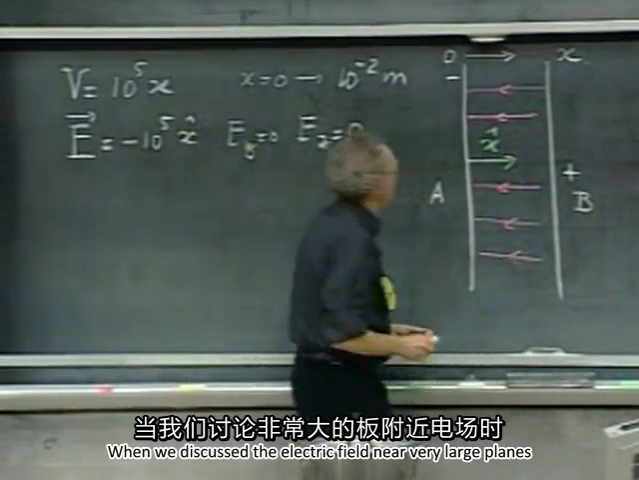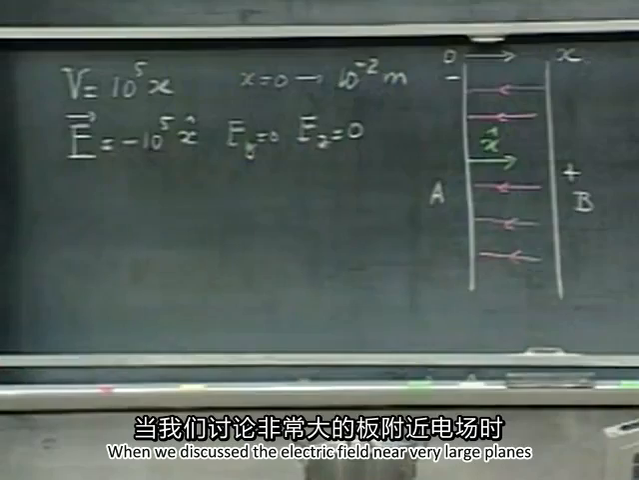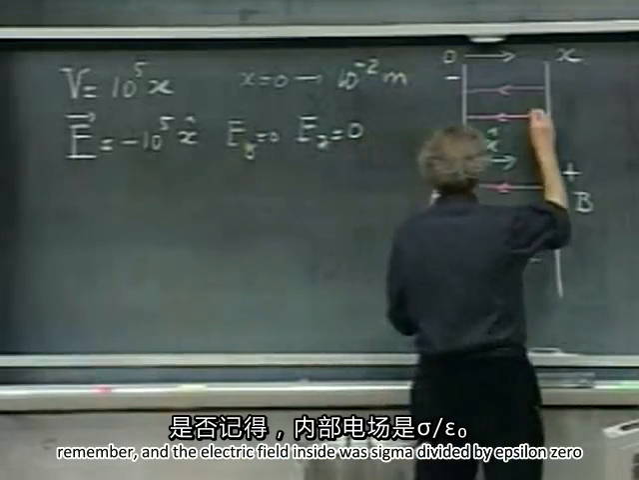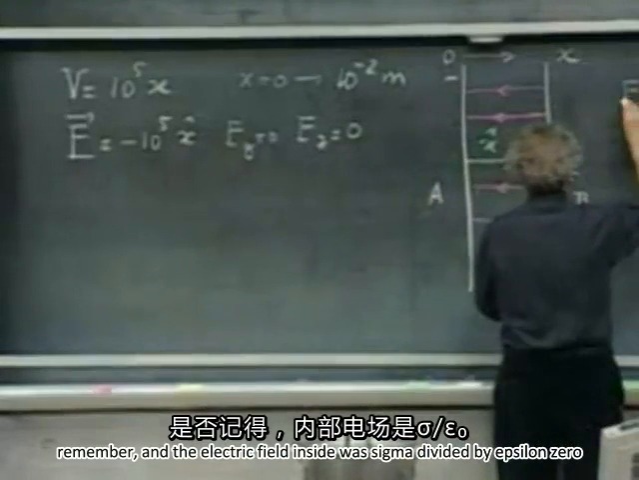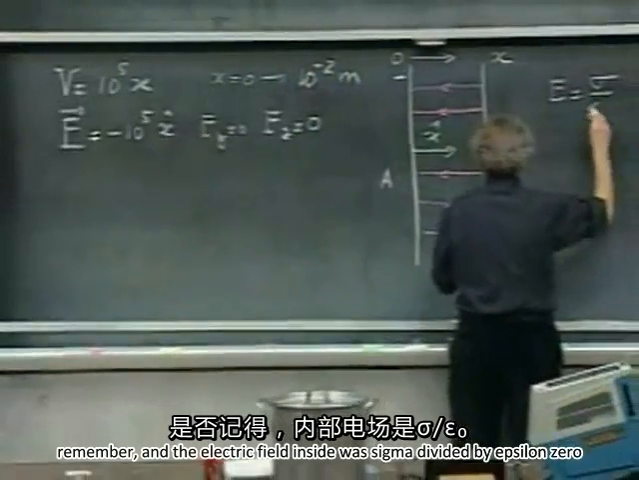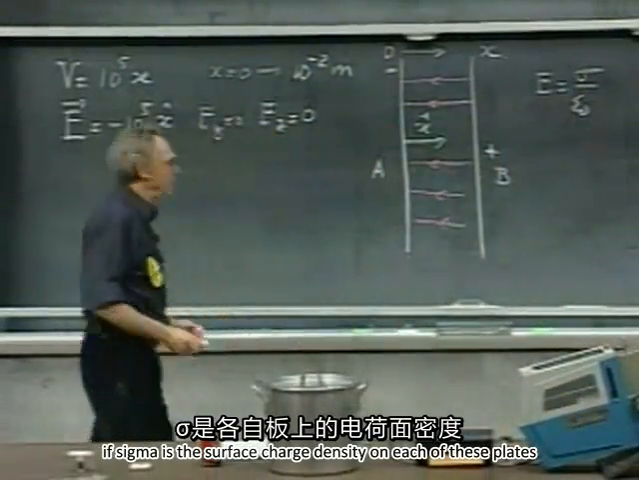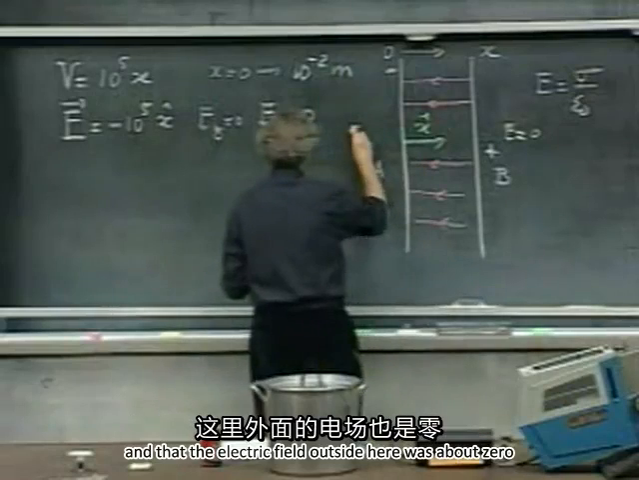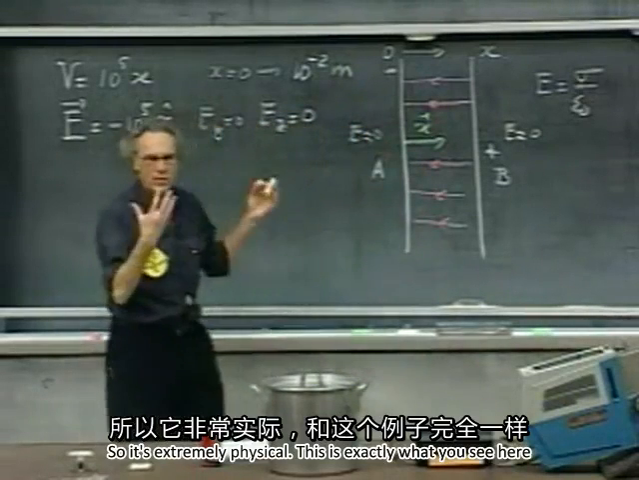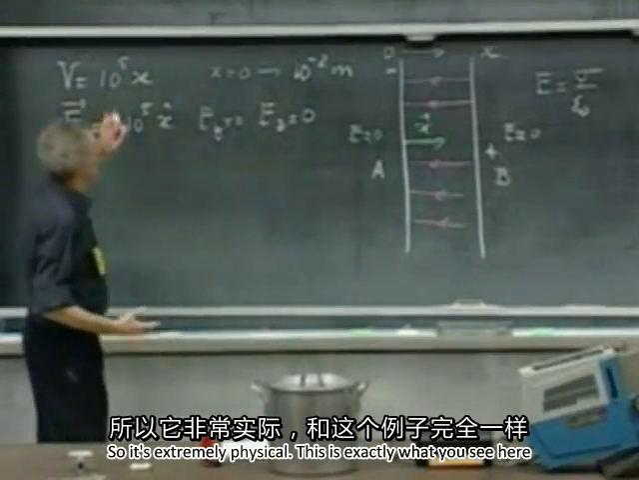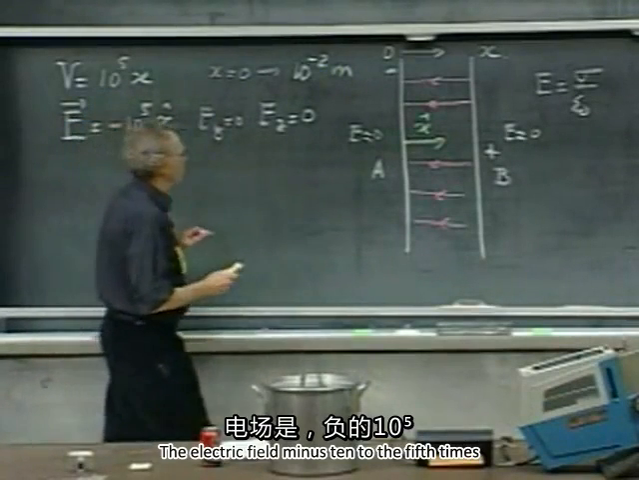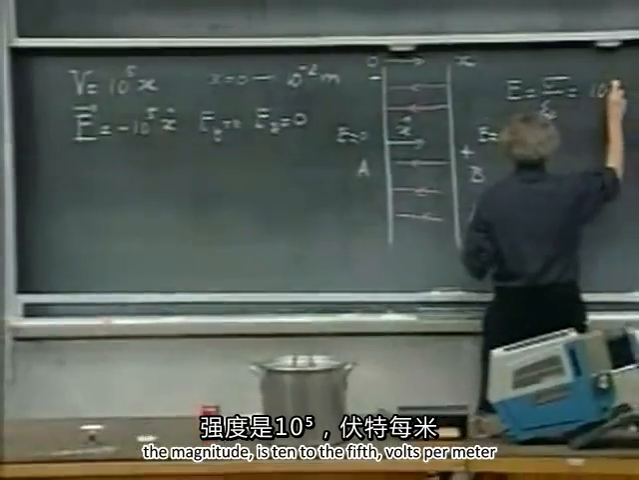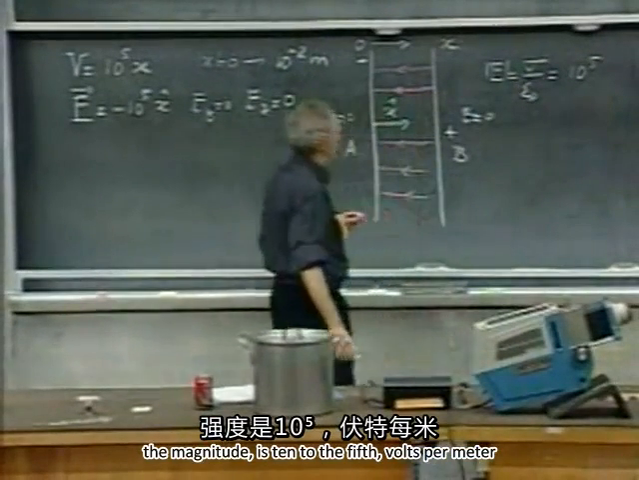We discussed that when we discussed the electric field near very large planes, that the electric field inside was a constant, remember? And the electric field inside was sigma divided by epsilon 0, if sigma is the surface charge density on each of these plates. And we argued that the electric field outside was about 0, and that the electric field outside here was about 0. So it's extremely physical. This is exactly what you see here. The electric field minus 10 to the fifth times x roof. So the magnitude of this electric field here is 10 to the fifth volts per meter.